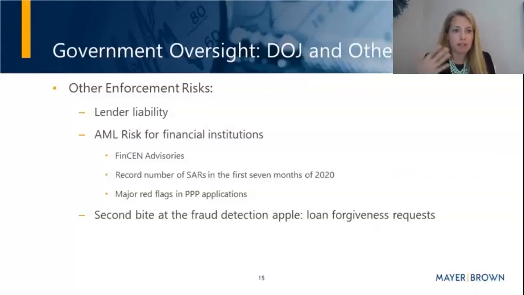FinCEN's been out there doing education about the types of frauds they're seeing, and one in particular that they've noted is multiple government payments from coronavirus relief programs to a single account. That's something that's come up in a lot of the SARs that have been filed. Now, I think what we can expect is that with the loan forgiveness application process coming up, there will be another chance at detecting fraud.